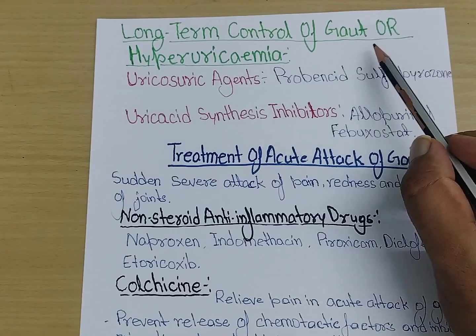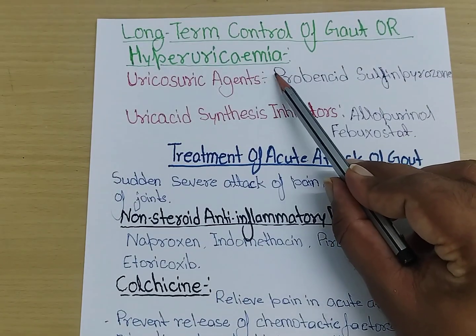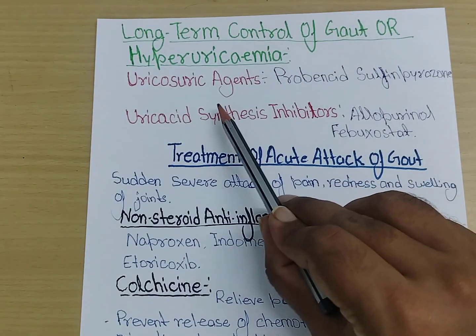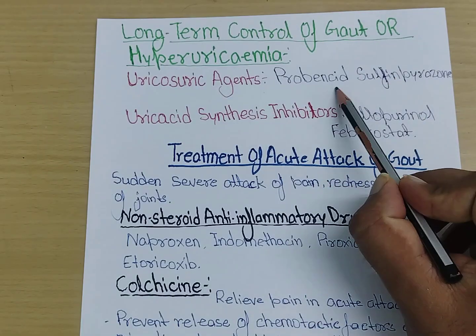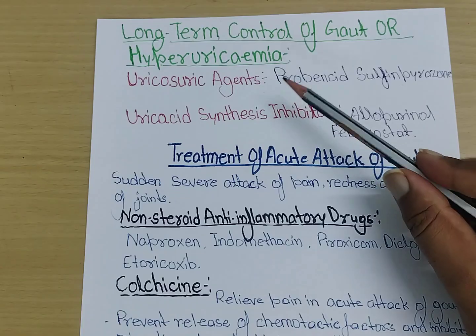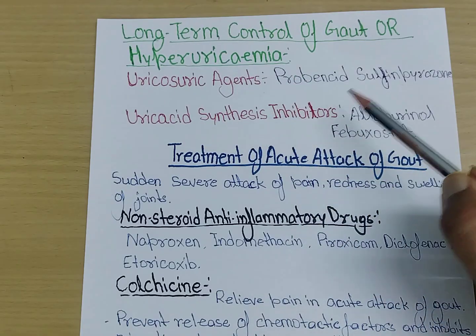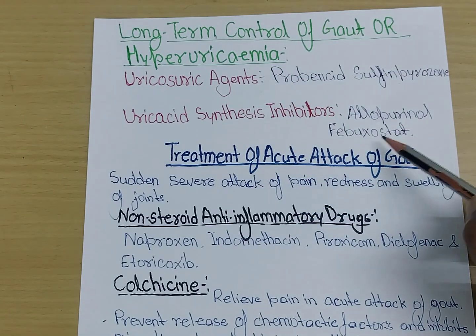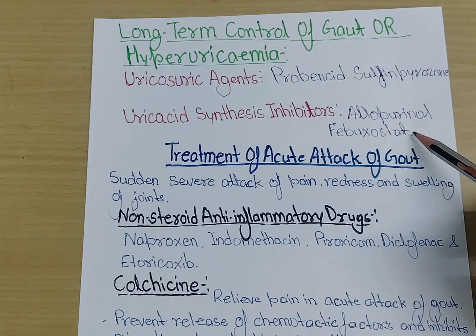For long-term control of gout or hyperuricemic conditions, uricosuric agents probenecid and sulfinpyrazone can be used. Otherwise, uric acid synthesis inhibitors: allopurinol and febuxostat.